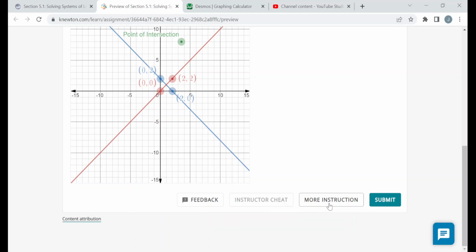But you will have a more instruction button, which if you're struggling with a topic or a question, try clicking on this and you'll be taken to a page with further reading or videos to study, and given questions related to that instruction, and completing those questions will progress you through the assignment.